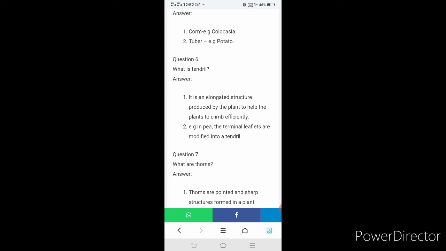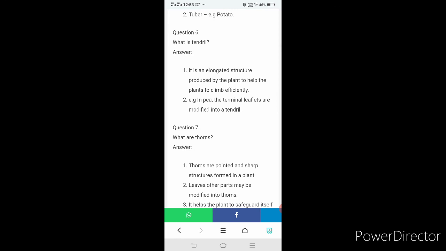To climb easily, it needs some structure, right? So the stem will be modified into a coil-like structure. In some cases, the leaf will also have that elongated structure. So that is useful for climbing purposes. So this we call tendril. While you are writing, you can write short: tendril is an elongated structure produced by the plant to help the plants to climb efficiently. Example, in pea, the terminal leaflets are modified into a tendril.